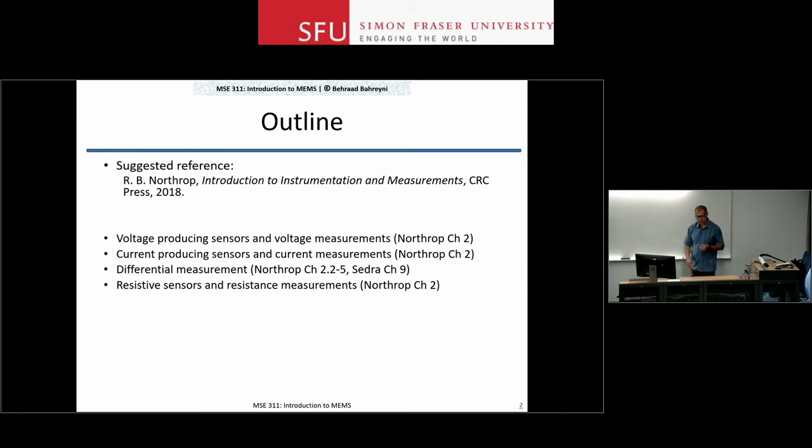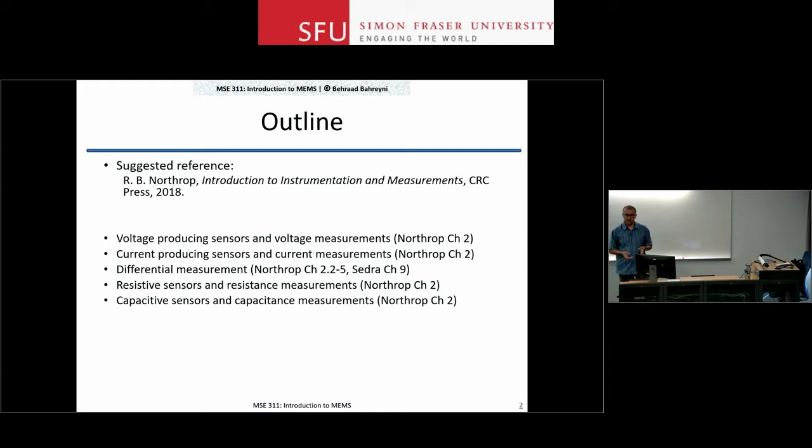We'll talk about resistive sensors and methods to measure resistance. It's a combination of the current and voltage measurements, as you might imagine. And then capacitive devices. We saw that a good number of the MEMS devices that we're dealing with have a capacitive interface. So you need to be able to drive capacitive loads or read signals from the capacitive outputs.